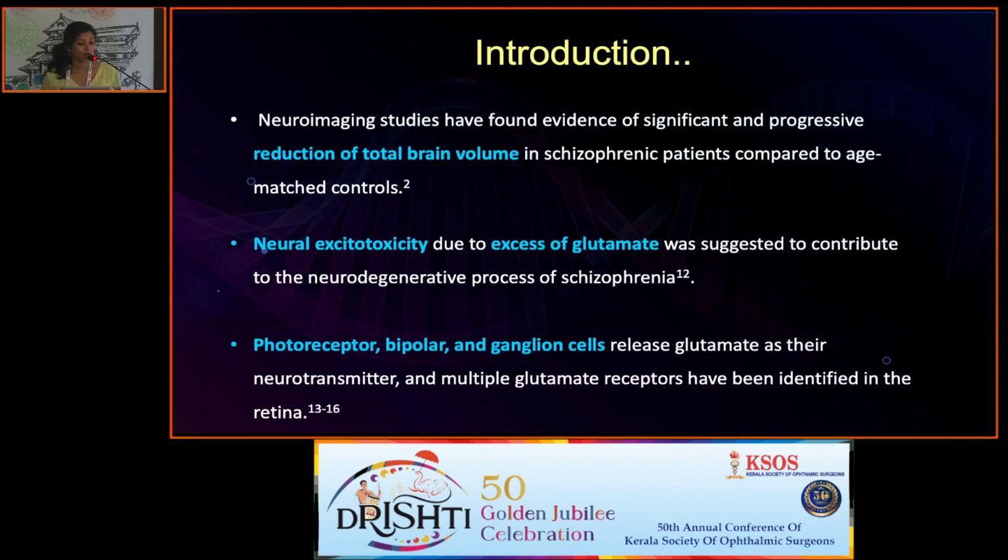Neuroimaging studies have found evidence of significant and progressive reduction in the total brain volume in schizophrenic patients compared to age-matched controls. Neural excitotoxicity due to excess of glutamate was suggested to contribute to the neurodegenerative process of schizophrenia. Photoreceptor, bipolar, and ganglion cells release glutamate as their neurotransmitter, and multiple glutamate receptors have been identified in the retina.